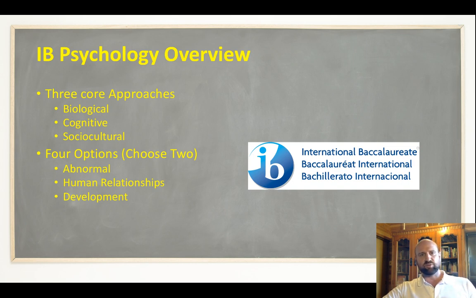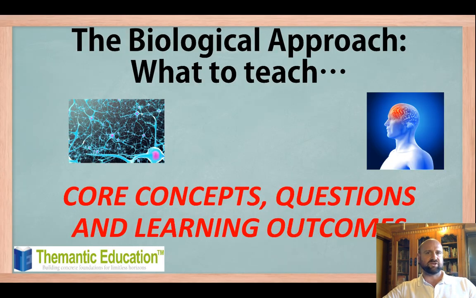I recommend abnormal psychology and human relationships. They're the most straightforward in terms of understanding the exam requirements. Development can be a little bit of a landmine, although it is fascinating. And I think health is also a potentially good topic. It's very similar to abnormal in its structure. But abnormal and human relationships are the most popular, and there are by far the most resources out there for them. And then we have to look at research methods as well, and the internal assessment.